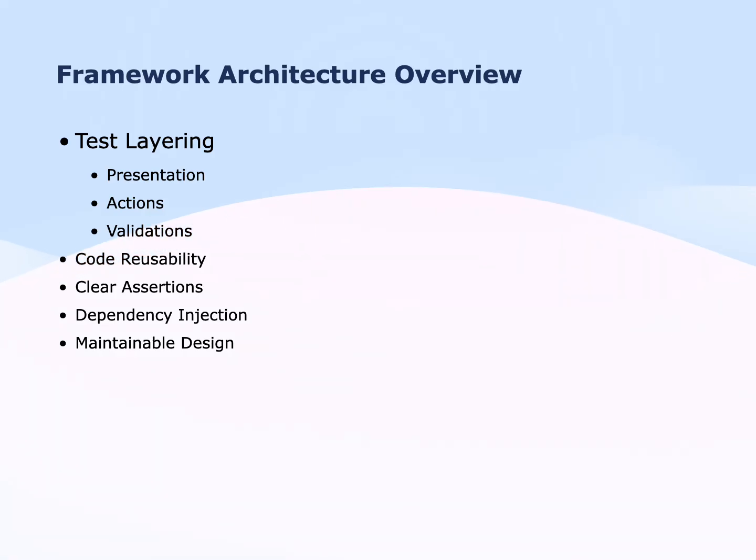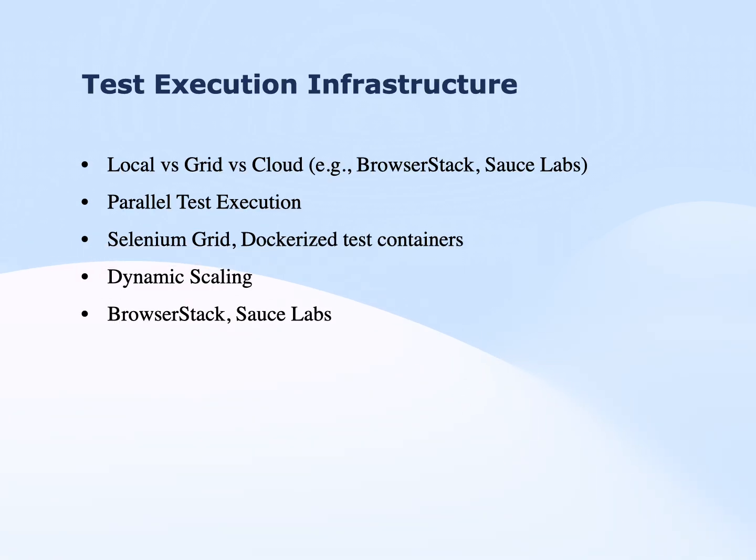A strong test framework uses clear layering, separating UI actions, validations, and logic. Reusability, dependency injection, and maintainable design patterns make the framework scalable and future-proof. Test execution infrastructure must scale with growing automation needs. Local grids, Dockerized environments, or cloud platforms like BrowserStack and Sauce Labs enable parallel execution and dynamic scalability.